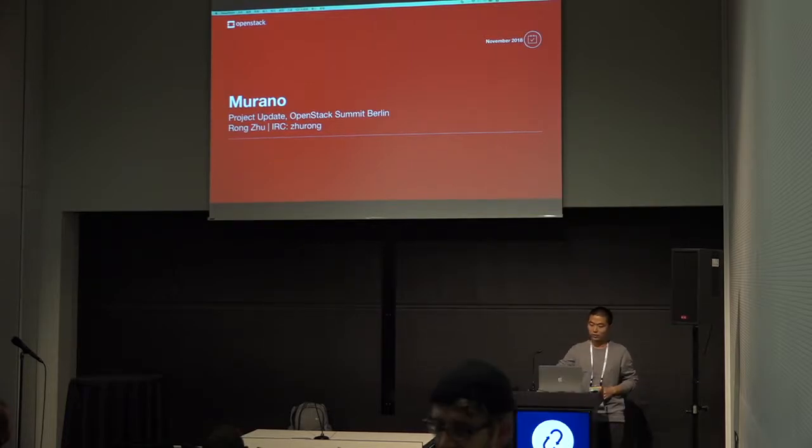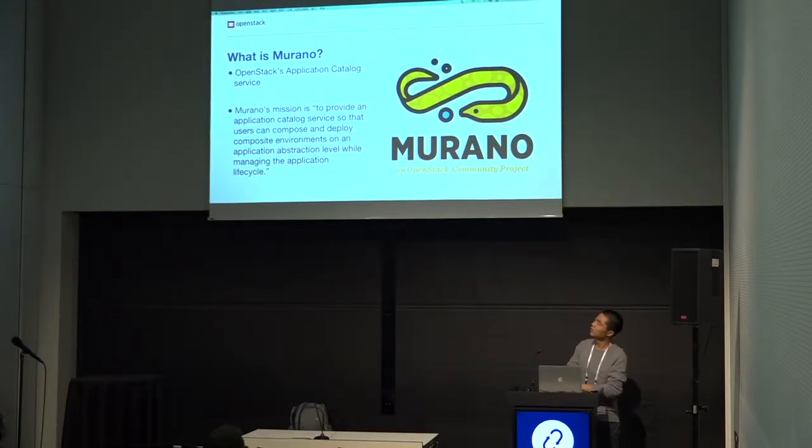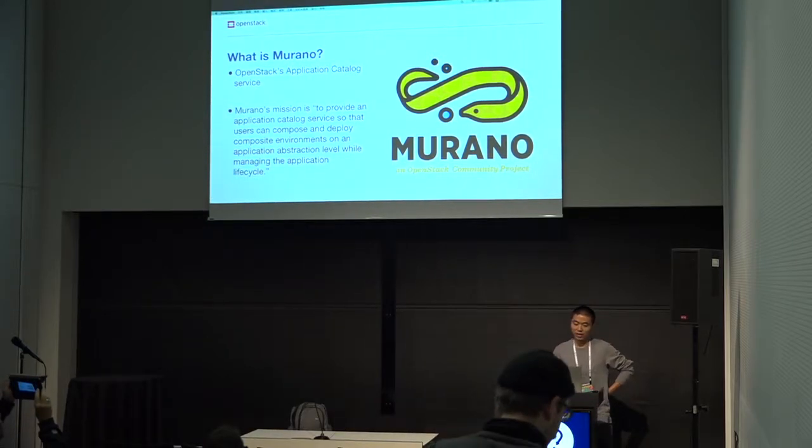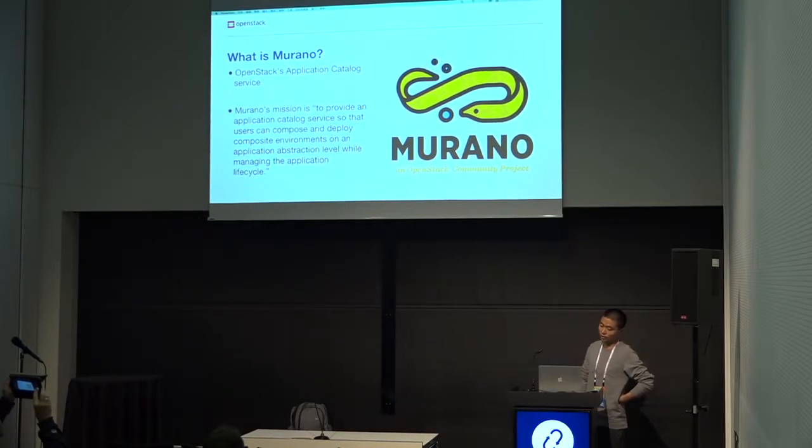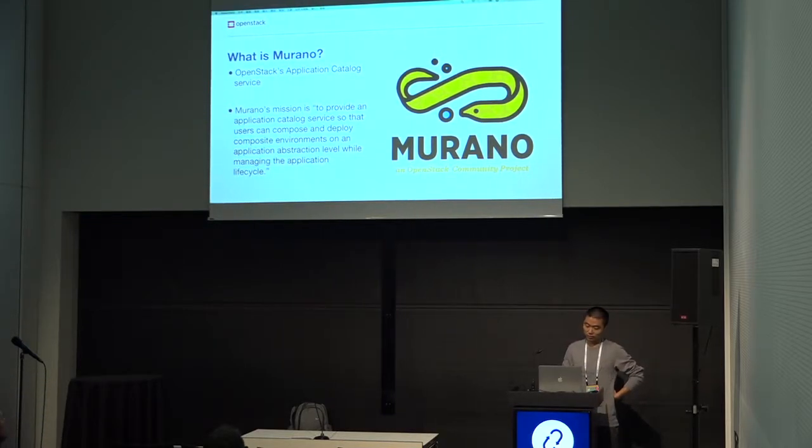So first, let's introduce what Murano is. Murano is an application catalog in OpenStack. Our mission is to provision an application catalog service so that users can compose and deploy composite environments at an application abstract level while managing the application lifecycle. This is a snake, Murano's logo.